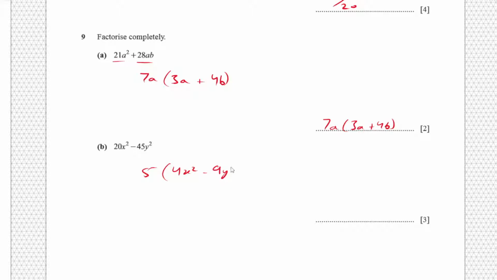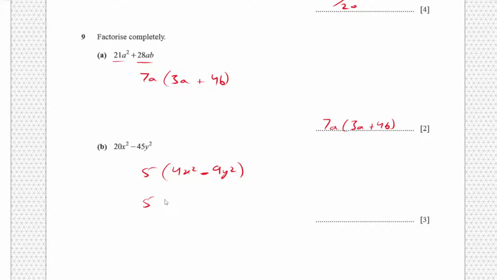9y squared. See, the question says factorize completely, and I think we can further factorize this. What comes to your mind when you look at that? We know 4 and 9 are square numbers, and x and y are already squares, written in that format. We can also take the square root of 4 and 9 since they're square numbers, and write them as squares. And if you remember, there's this factorization method, difference of squares, right? So convert them to square numbers.